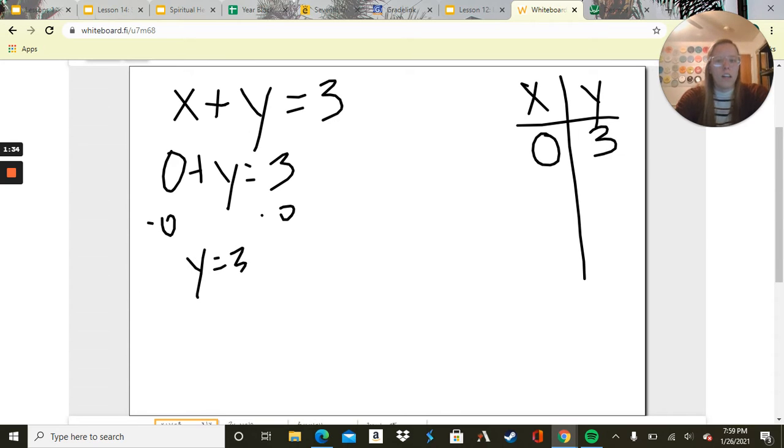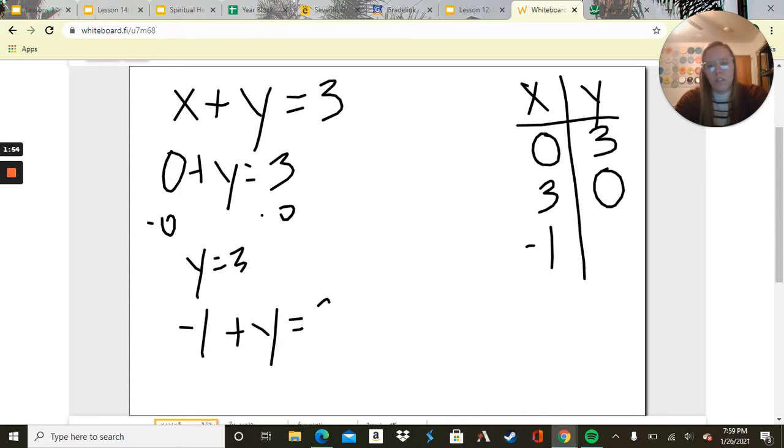Now I'm going to tell you this because it's the same equation: if we do the same for y, it's going to do the same thing. So usually the easiest numbers to plug in are -1, 1, and 0. So let's plug in -1 for x. If we have -1 plus y equals 3, we add 1 to both sides, and y equals 4.